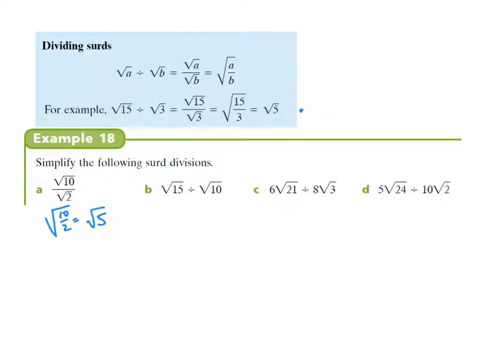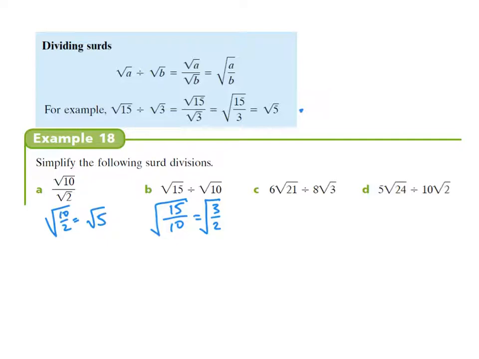And the next one, which is B, is square root 15 over square root 10. So that's the square root of 15 over 10. So 15 over 10 is 3 halves. We can leave that at that.